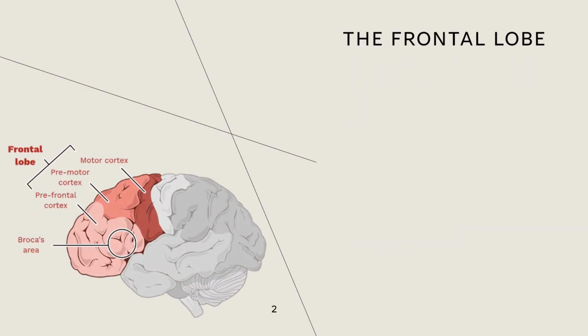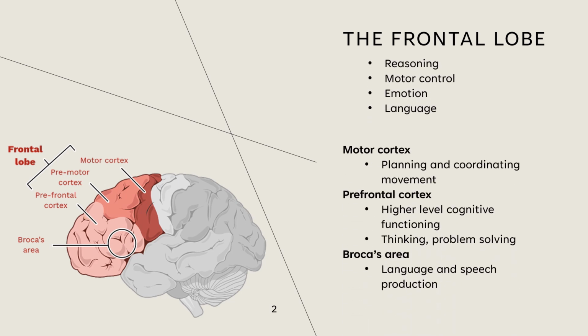We'll start by talking about the frontal lobe. The frontal lobe is responsible for a variety of different things. They include things having to do with reasoning, motor control, emotion, language, and conscious thought in general. There's three different areas of the frontal lobe we'll touch on that each serve their own purpose within this variety of functions. The motor cortex is where we plan and coordinate our movement.